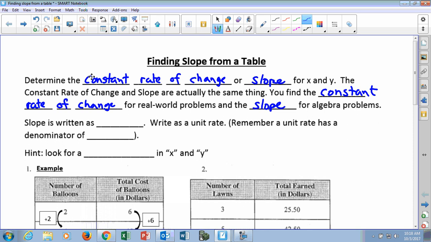And slope is written as y over x. Remember, we always say the change in y over the change in x. And we write it as a unit rate. Remember, a unit rate has a denominator of 1. So again, we're looking for the change in x and y.